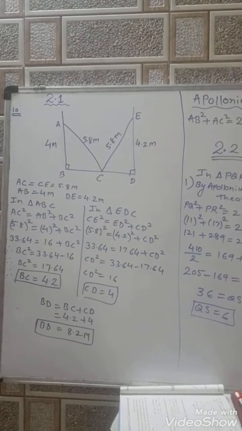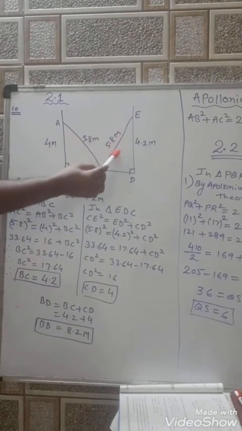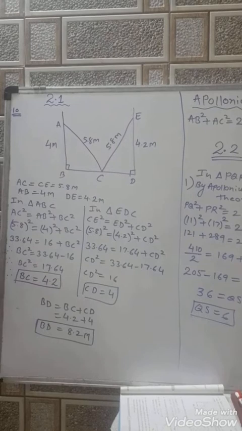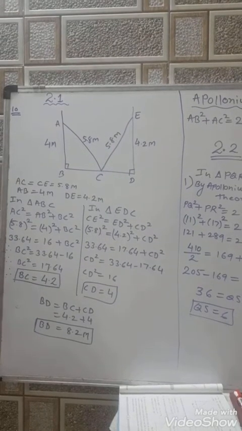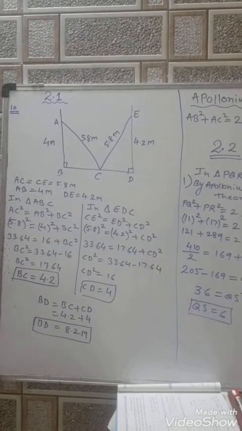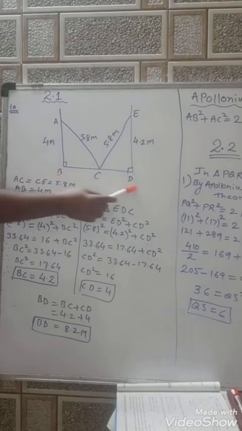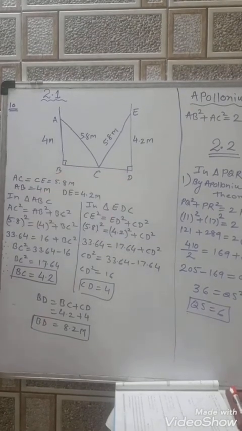On turning the ladder over to the other side of the street, its top now touches the window of the other building at a height of 4.2 meter. Find the width of the street. This BD you have to find.